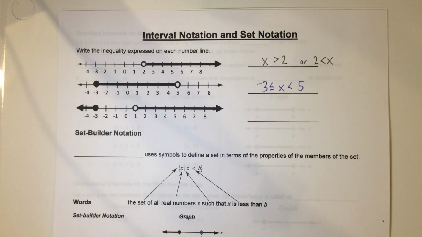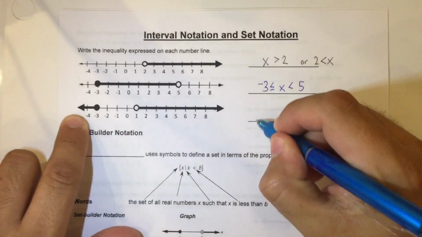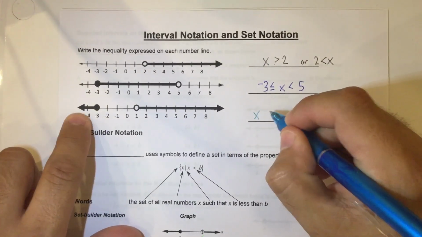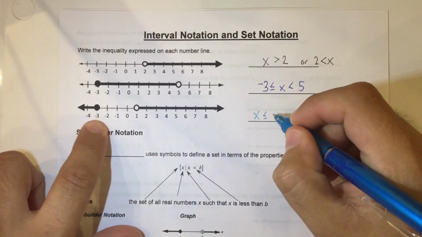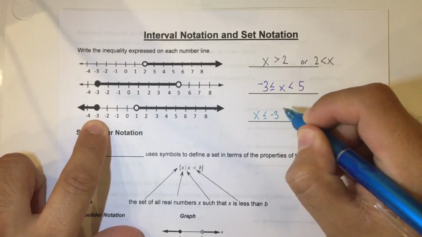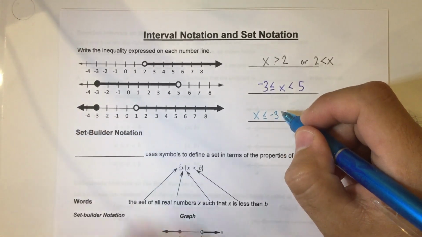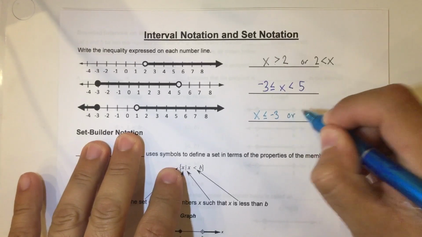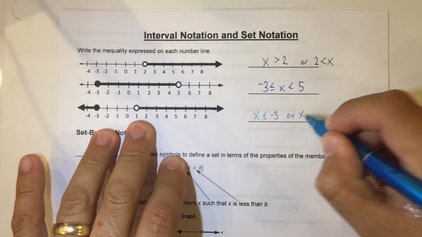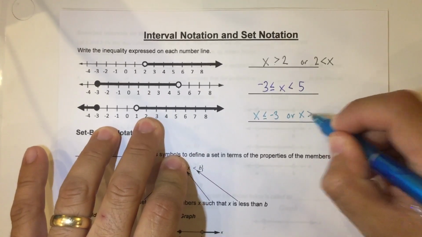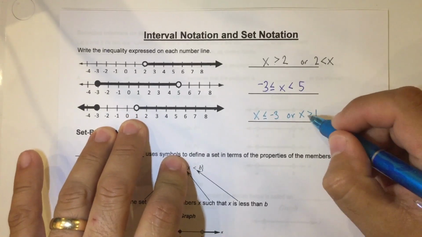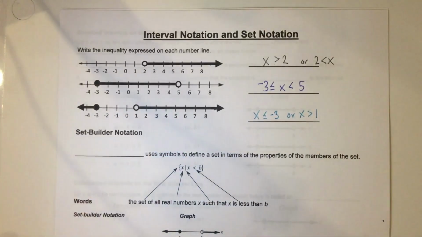And then for the last one, this is x, which is less than or equal to -3. And since it's not together, we use the word or when it's a compound inequality. x is greater than 1, and not equal to it because it's an open circle. So hopefully you can recall that from Algebra 1.